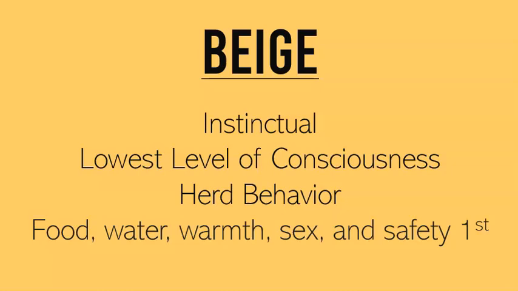These are people that are not really trying to improve the world at all. They're just trying to survive. They don't have much consciousness of bigger things. There is an aspect of herd behavior. People gather together in groups and they follow the herd because that's what is safe. Their first priorities are food, water, warmth, sex, and safety.